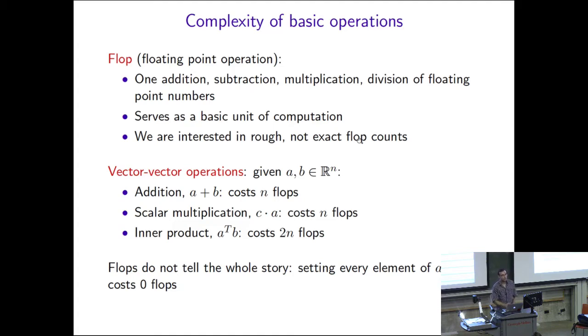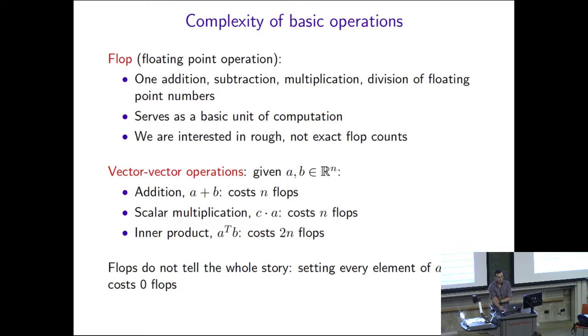And we're typically interested in rough, not exact, flop counts, right? To say that something has exactly this many flops is not typically useful, and it's probably too difficult to work out for most algorithms that you care about. So we're interested in flop counts in terms of asymptotic notation, like as a function of the input size n, how expensive are these flops?